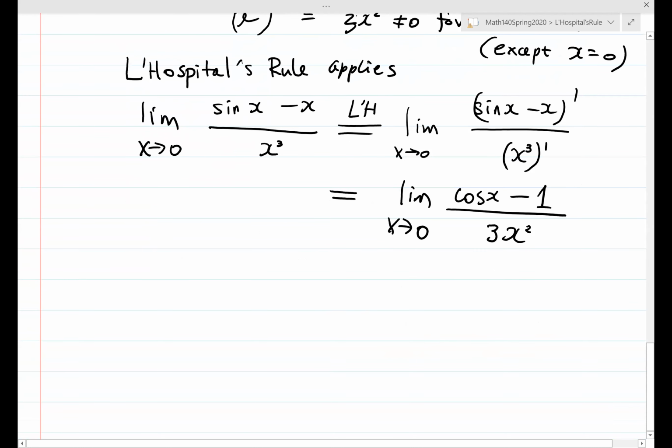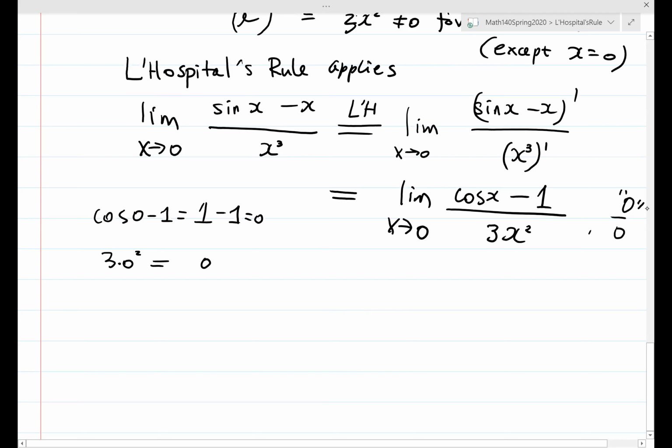Now here, this limit, you check. If you plug in x by 0, what happens? Cosine 0 minus 1, where cosine 0 is 1, so 1 minus 1 is 0. So the numerator is 0. Now the denominator, if you plug in 0, which is 3 times 0 squared, which is 0. So this is again of the type 0 over 0. If you use direct substitution, you get 0 over 0.